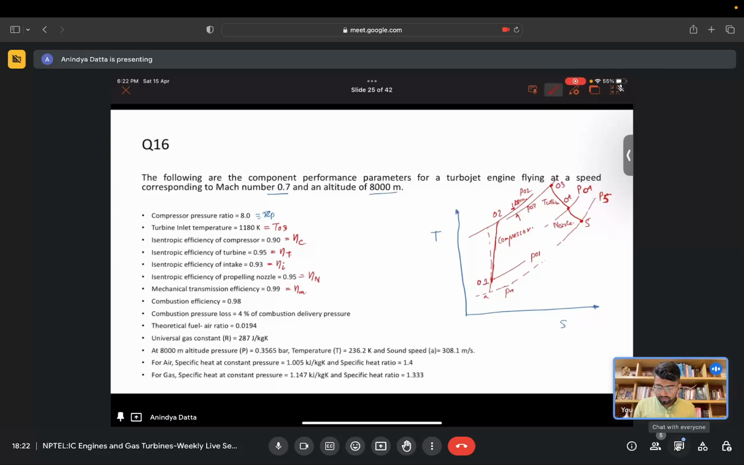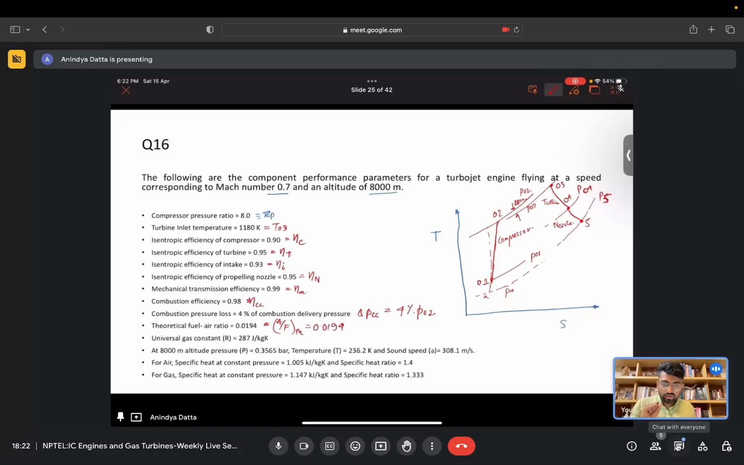Then we have combustion efficiency. We will see what combustion efficiency is when we solve the problem. Then there is combustion pressure loss, which is 4% of the combustion delivery pressure, which means that delta PCC, the pressure loss in the combustion chamber, is 4% of the pressure at which the flow enters the combustion chamber, which is P02. Now we have the theoretical air fuel ratio, A by F theoretical, which is 0.0194.